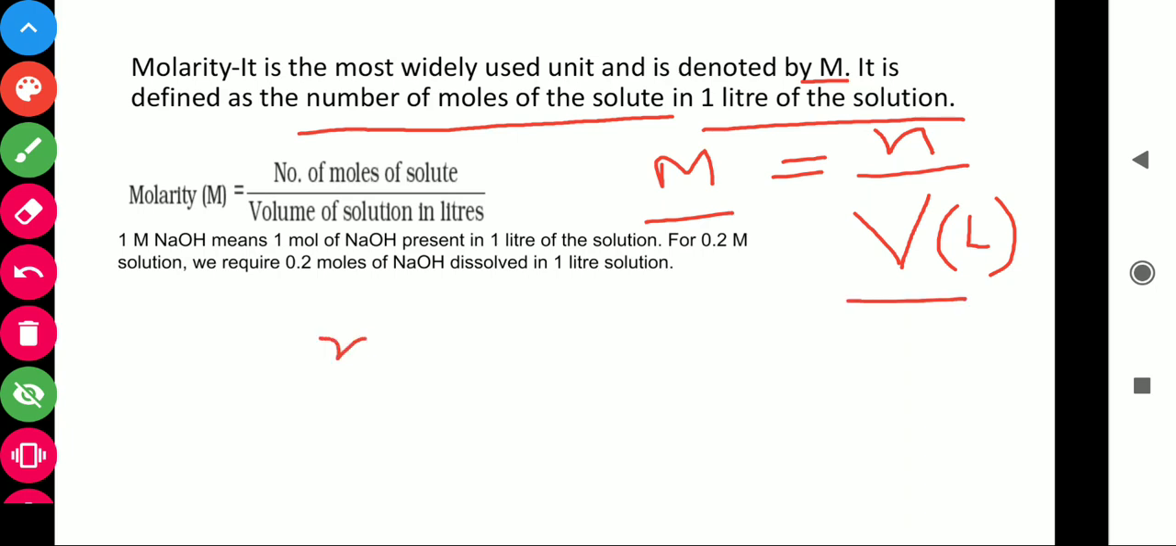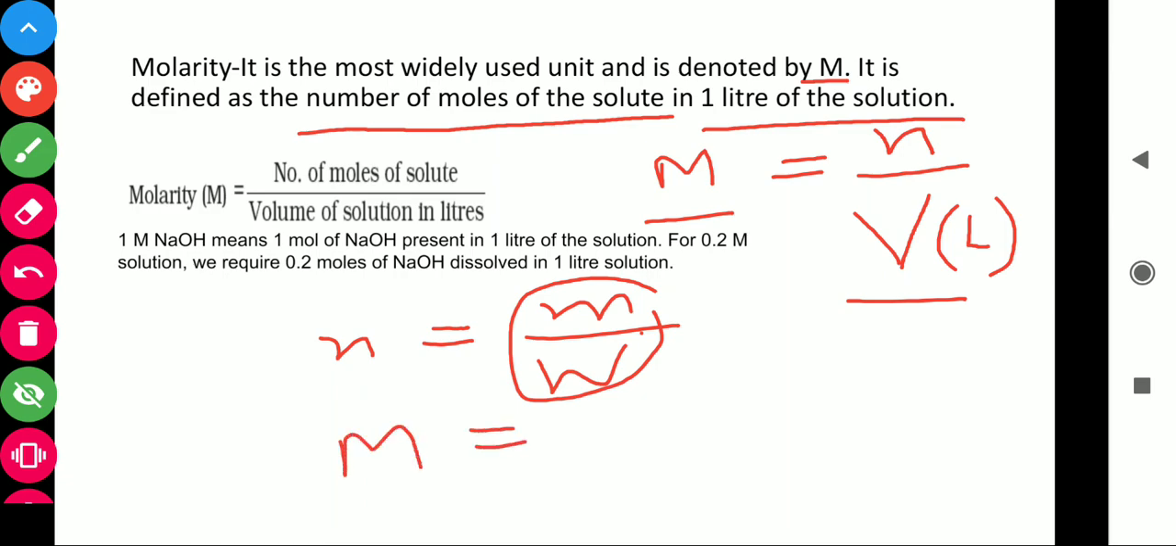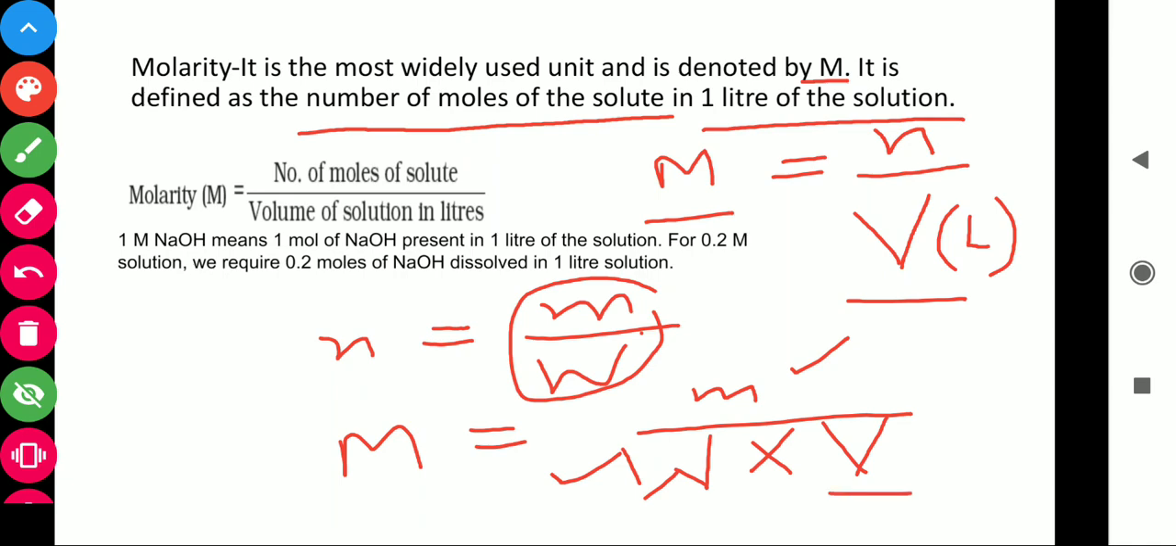How can we calculate the number of moles? Given mass upon molar mass, and when we substitute it here, its formula becomes small m upon capital W into V. Here m is equal to mass of solute, W is equal to molecular mass of solute, and V is the volume of solution. Okay, students, let's do a numerical.